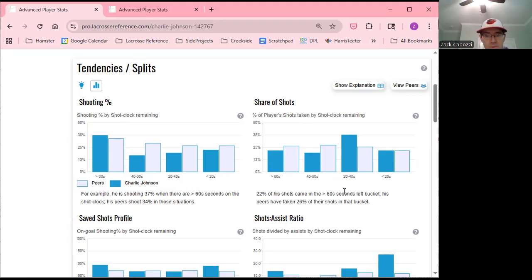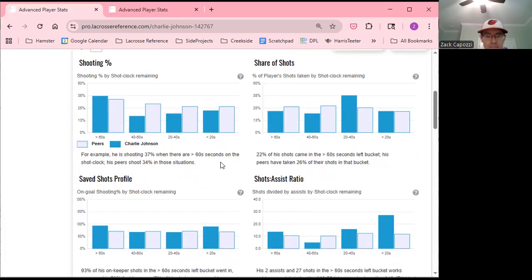He didn't have his highest percentage of shots there. 38% of his shots came in the 20 to 40 seconds left bucket, which is quite a bit higher than that peer group. He generally took fewer of his shots early relative to that group and more late in the clock. So the takeaway is that you've got a really effective shooter early. He didn't take a ton of shots, so you don't want to give him a chance to be more active as a finisher early on.